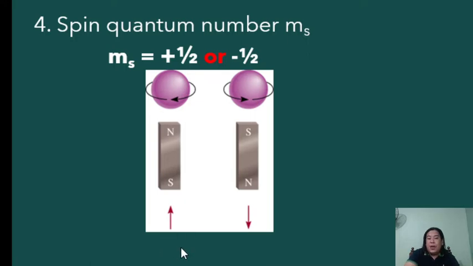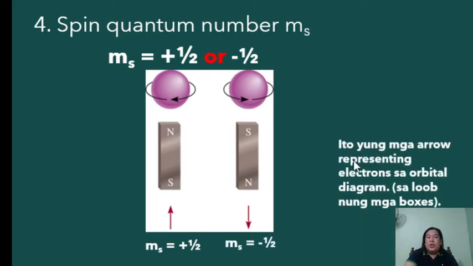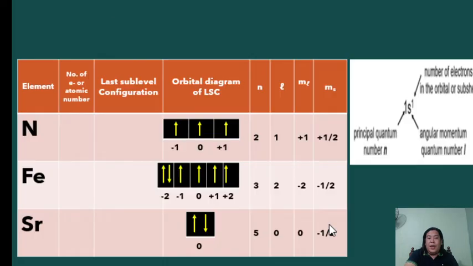So yung pataas na arrow, the M sub S value is positive 1/2 and then yung arrow pababa is negative 1/2. Okay? So ito yung mga arrow representing electrons in the orbital diagram, yung sa loob ng mga boxes. Depende dun sa orientation. Lahat ng arrow pataas, it's positive 1/2 and then yung pababa is negative 1/2. That is the value of the spin quantum number of that particular electron.